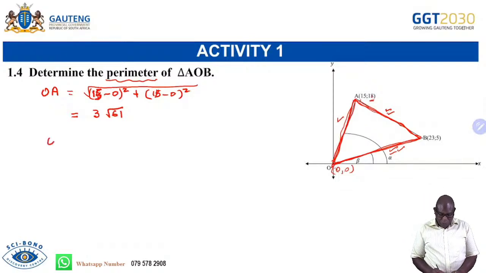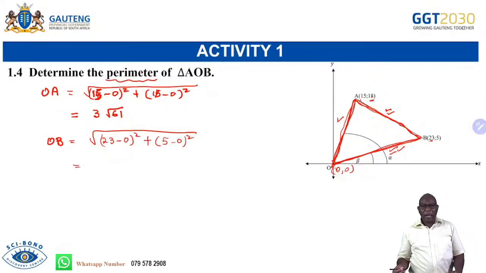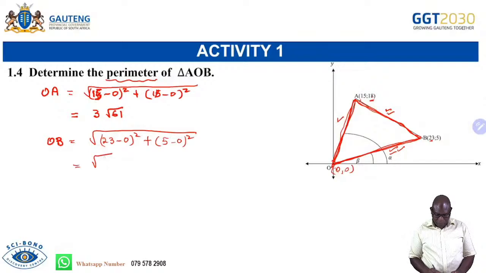Then from there, go to OB and I do the same. The square root of, for OB, it will be 23 minus 0 squared plus 5 minus 0 squared. Then I go to the calculator, put everything in the calculator, and the answer that I'm going to get there will be the square root of 554.